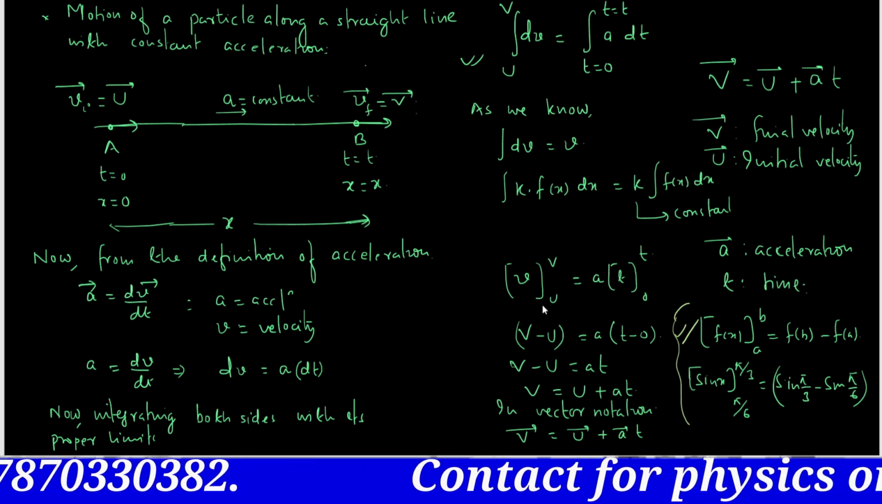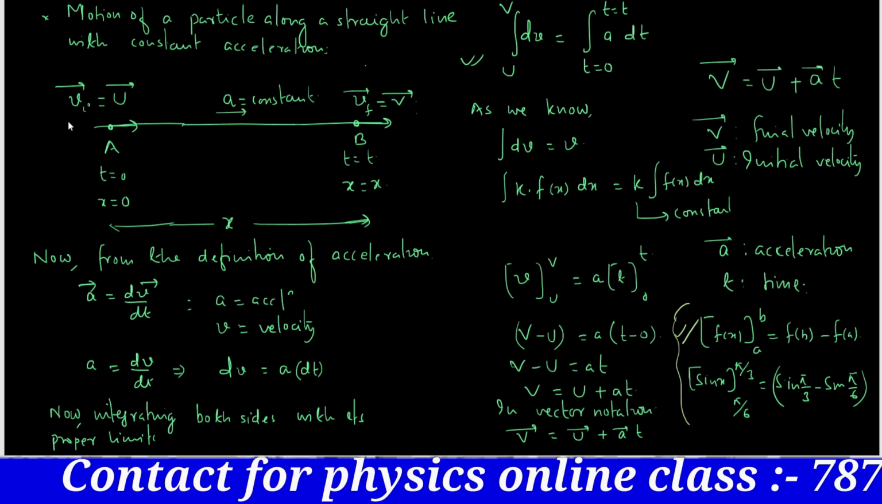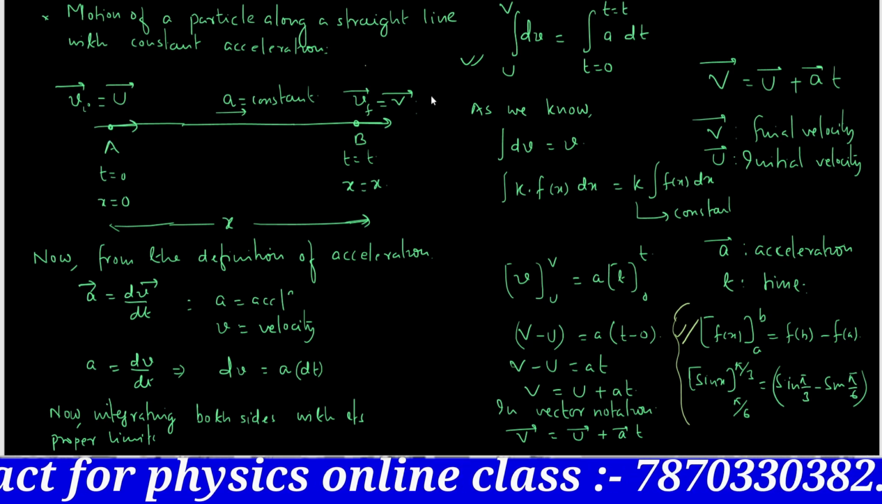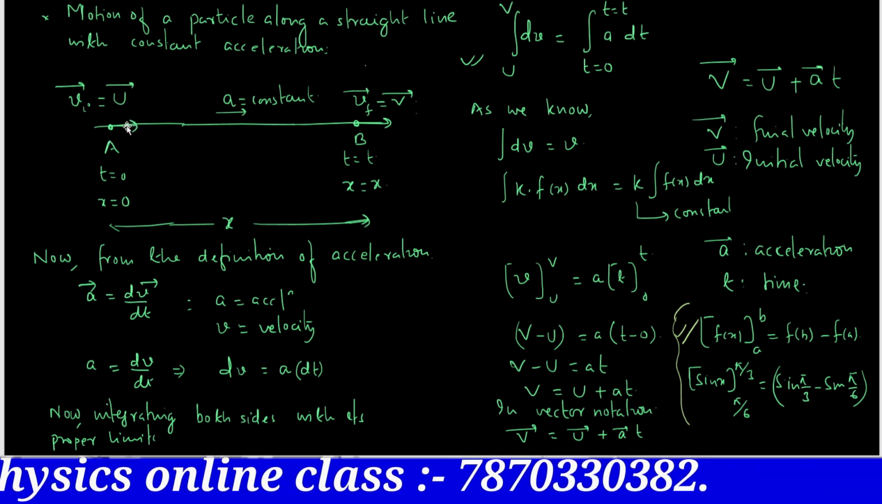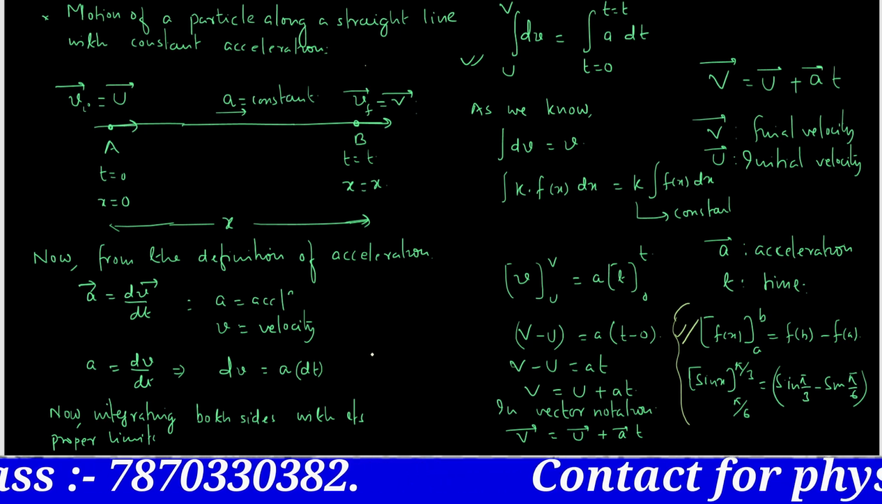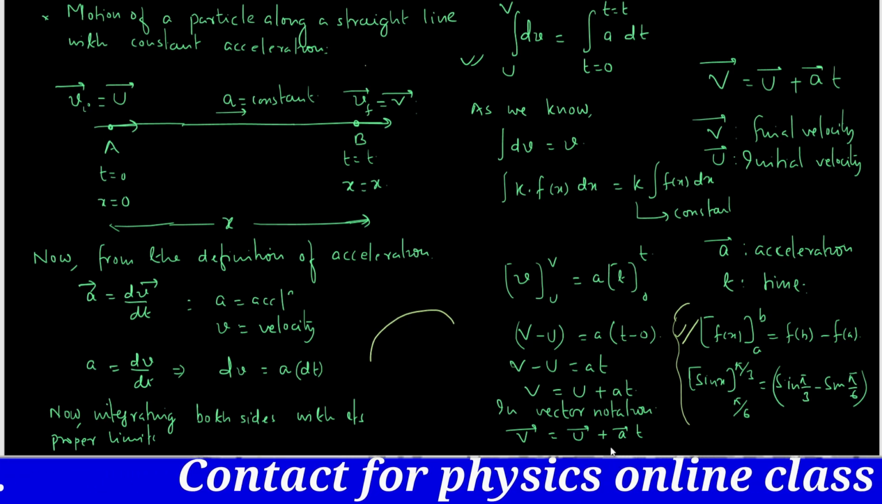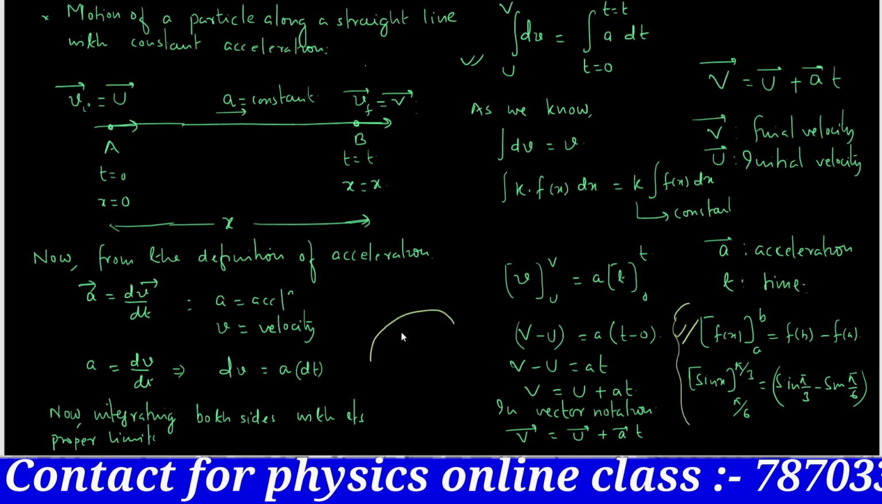How can anyone write V equal to U plus AT? A basic thing is, suppose any particle has initial velocity U and final velocity V, and the particle must move along a straight line with constant acceleration. If any particle does not move along a straight line, we cannot use this formula.